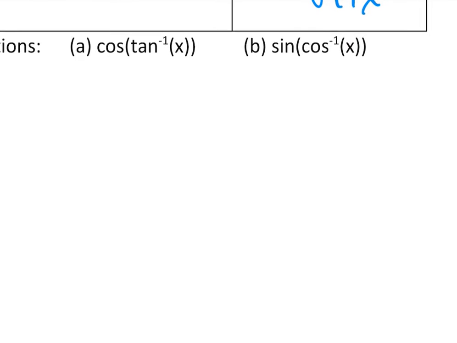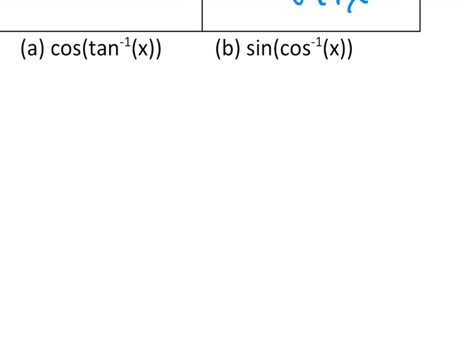So what we're going to do is simplify those two things: cos of tan inverse of x, and sine of cos inverse of x. And I have to tell you that this is something I struggled with initially, because a lot of this work can be done without triangles. But for me personally, I need the triangles to understand what to do.